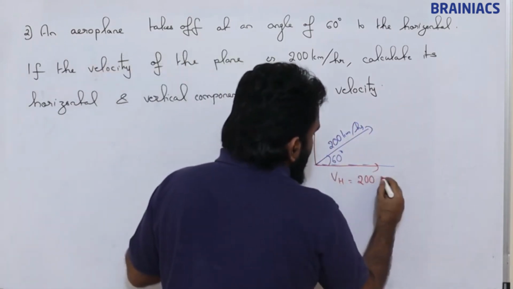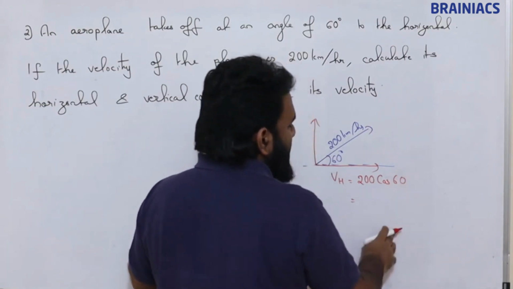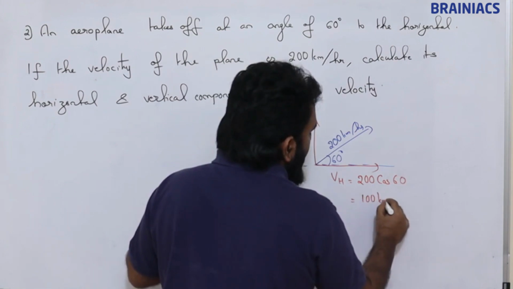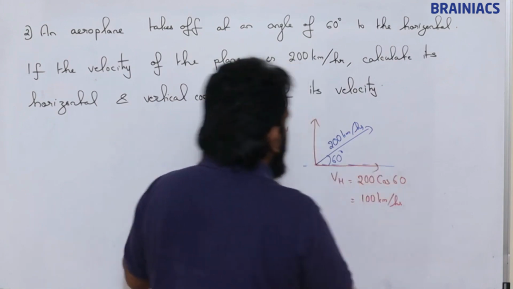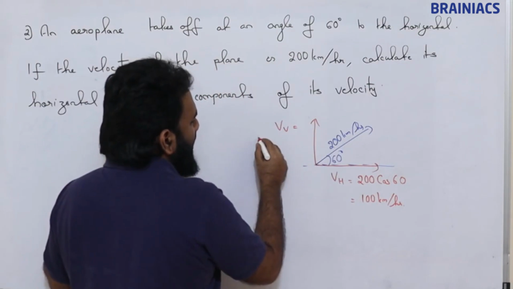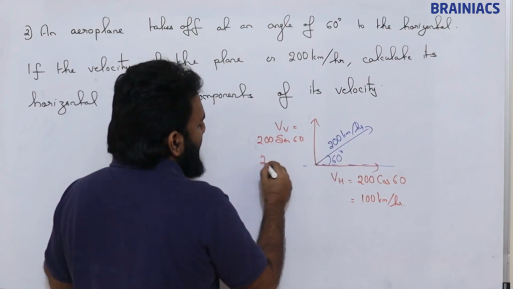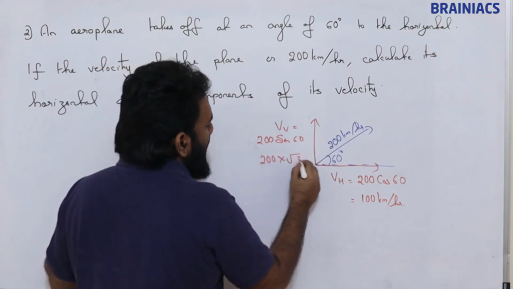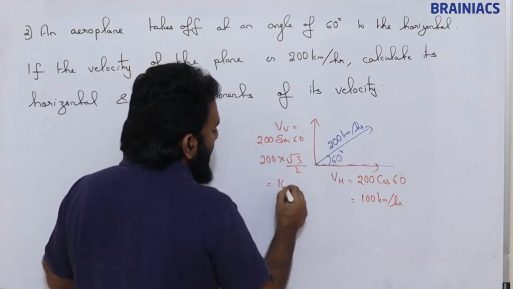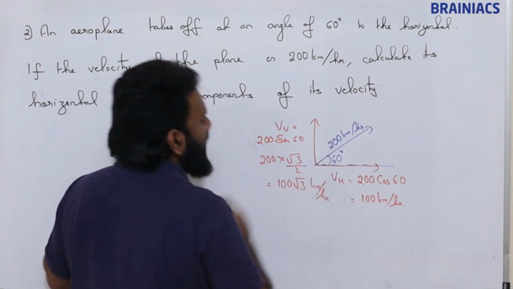So this is 200 cos 60. So cos 60 is 1 by 2. We get 100 km per hour. Same way, vertical velocity is going to be 200 sin 60. So 200 into root 3 by 2, we will be getting 100 root 3 kilometer per hour.